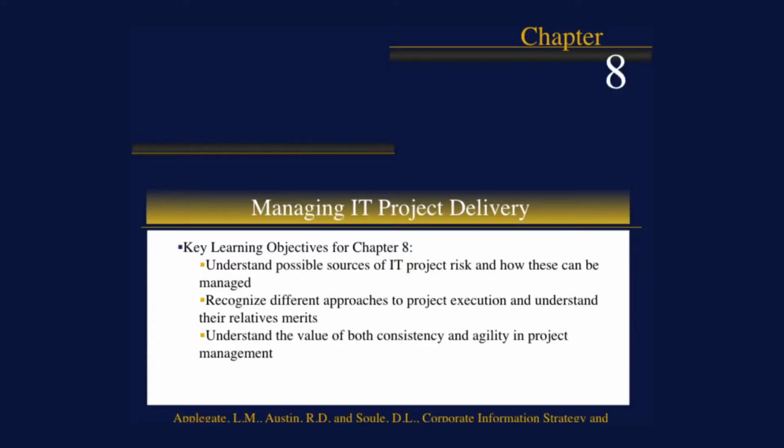Key learning objectives of this chapter are: understand possible sources of IT project risk and how these can be managed, recognize different approaches to project execution and understand their relative merits, and understand the value of both consistency and agility in project management.